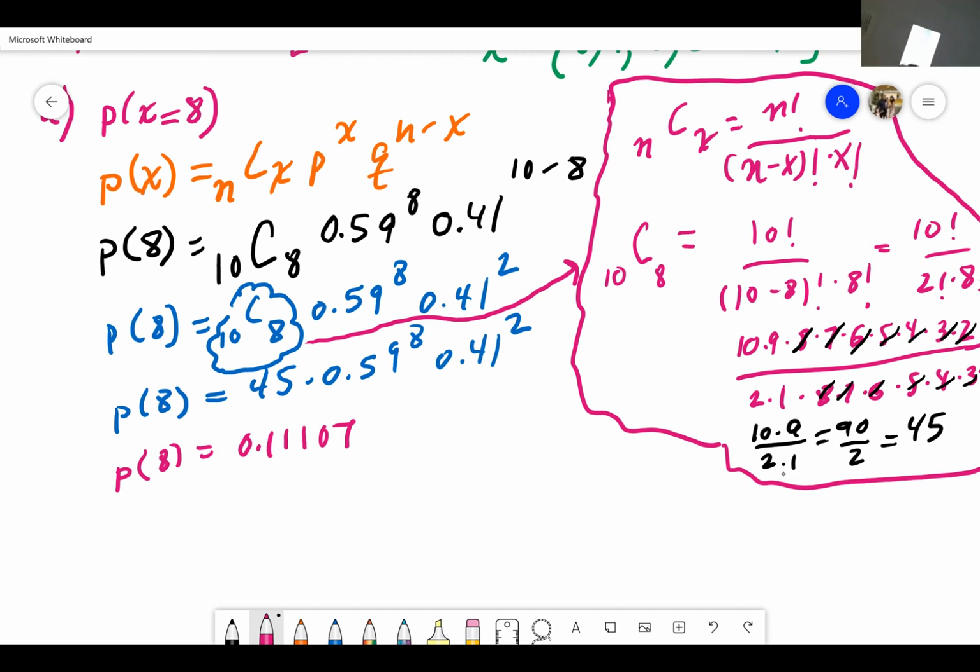I'll show you. So, we already have 2 lectures on there. I'll put the 3rd one up there after we're done. So let's say you're gonna do 45 times 0.59, and you do this. Then you put to the 8th power, equals, and then you multiply times 0.41.